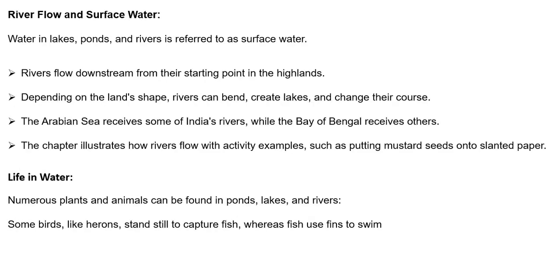River flow and surface water. Water in lakes, ponds, and rivers is referred to as surface water. Rivers flow downstream from their starting point in the highlands. Depending on the land's shape, rivers can bend, create lakes, and change their course. The Arabian Sea receives some of India's rivers, while the Bay of Bengal receives others. The chapter illustrates how rivers flow with activity. Examples such as putting mustard seeds onto slanted paper.